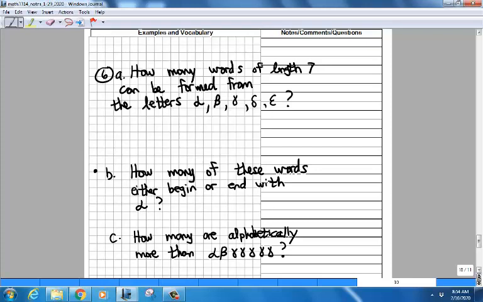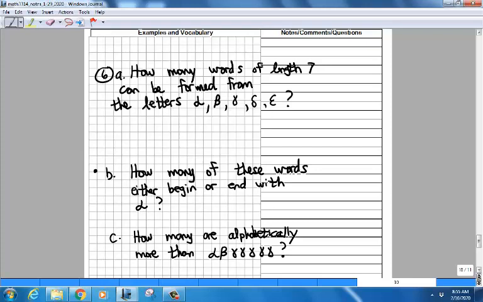But in this problem, I think the elements of the model and the set itself that we're trying to count are really close. So we want to know how many words of length 7 can be formed from these letters. Notice you're going to have to repeat letters, so there's no restriction that letters are not repeated here.